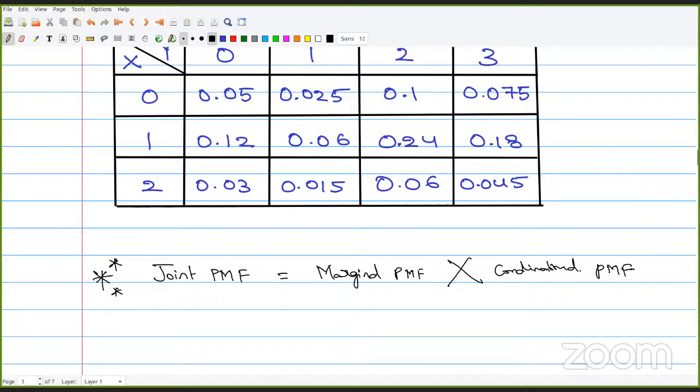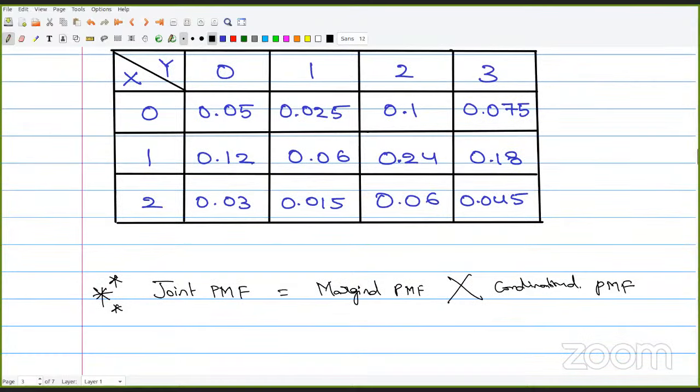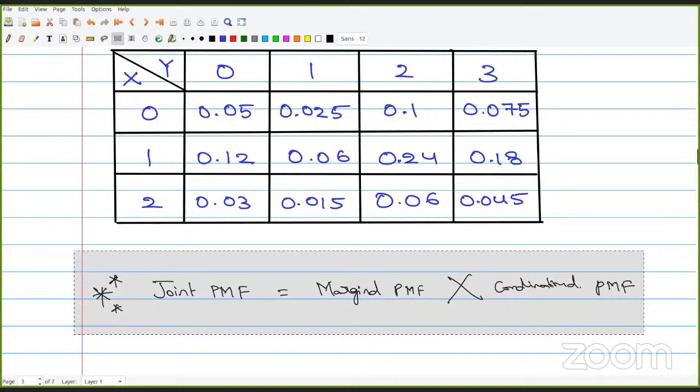When joint is equal to marginal times conditional, in every case this is true. In every case, marginal times conditional. Sometimes, but for independence, it is not.